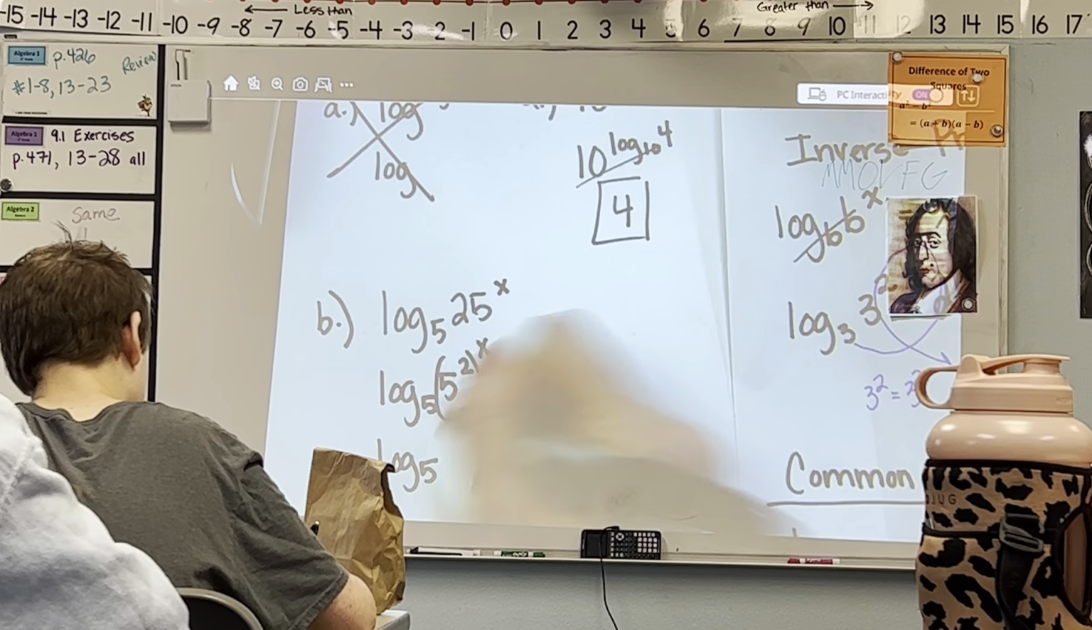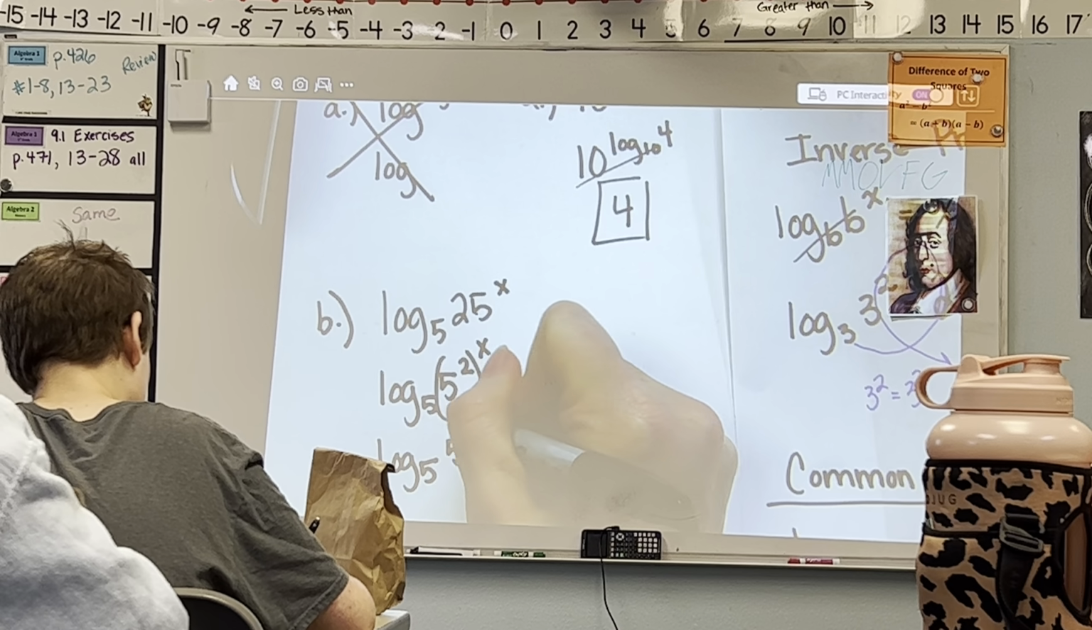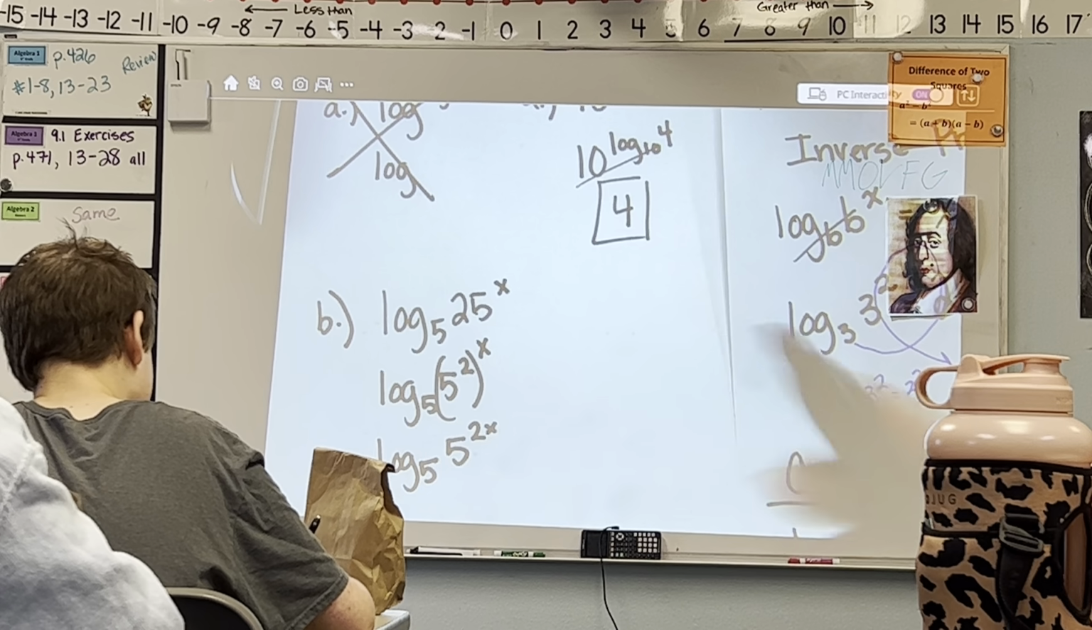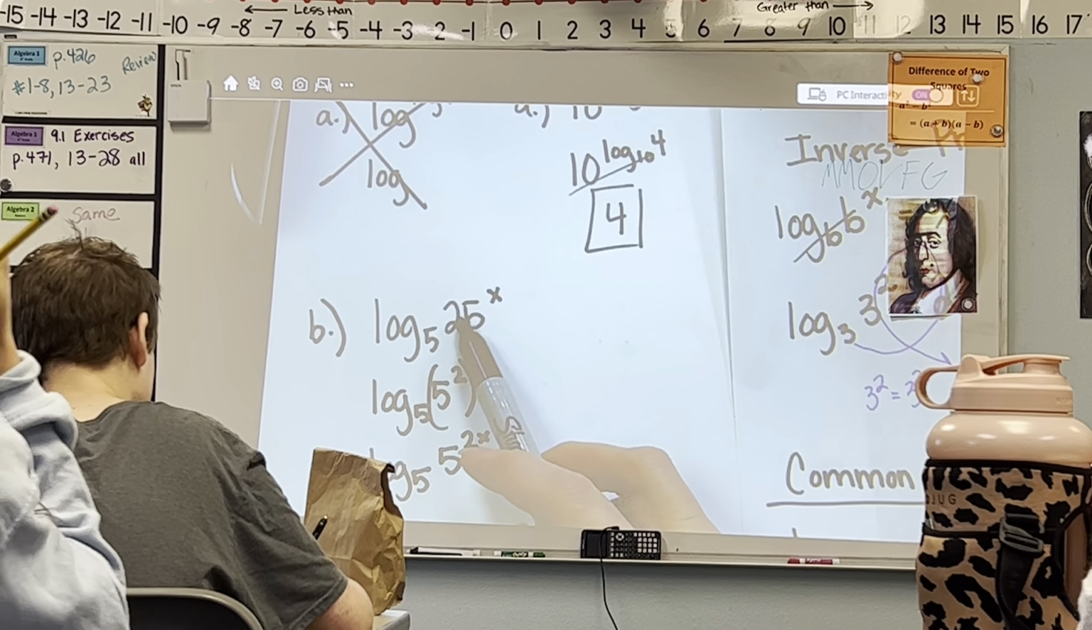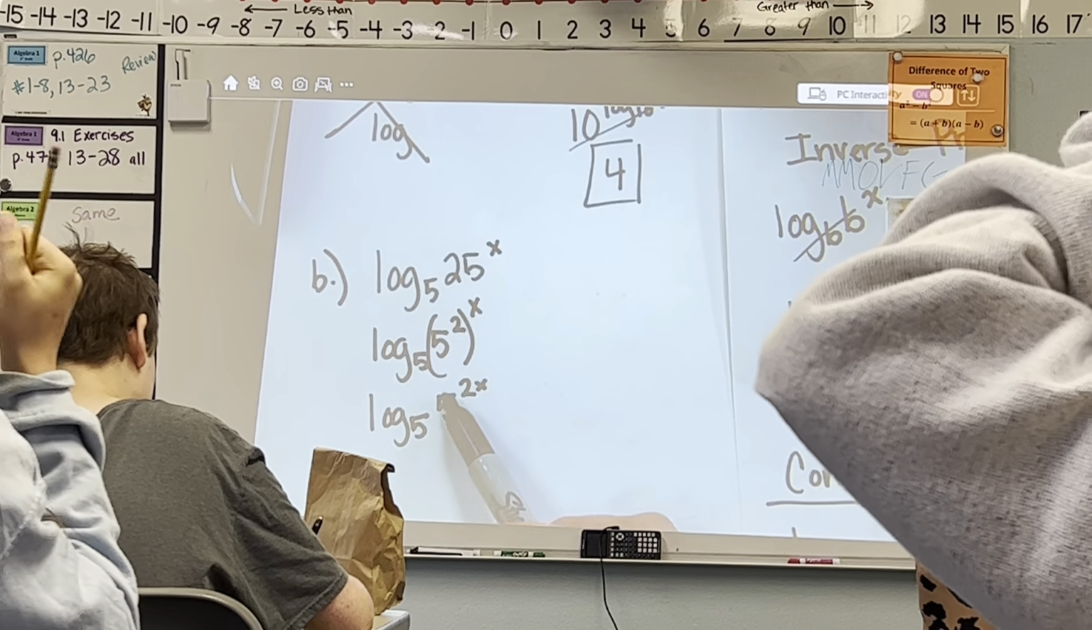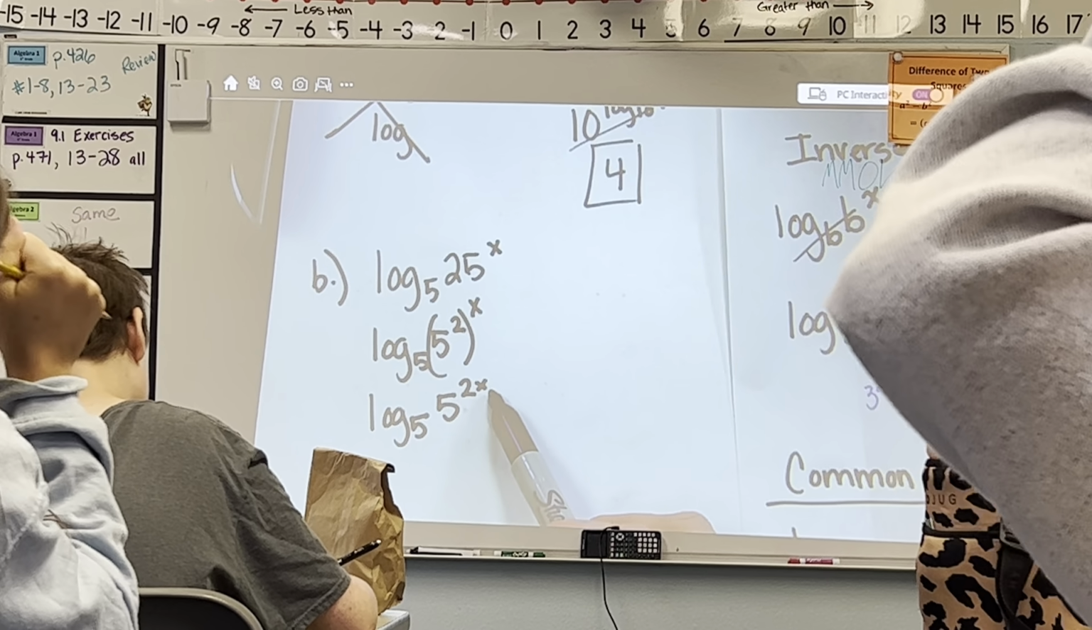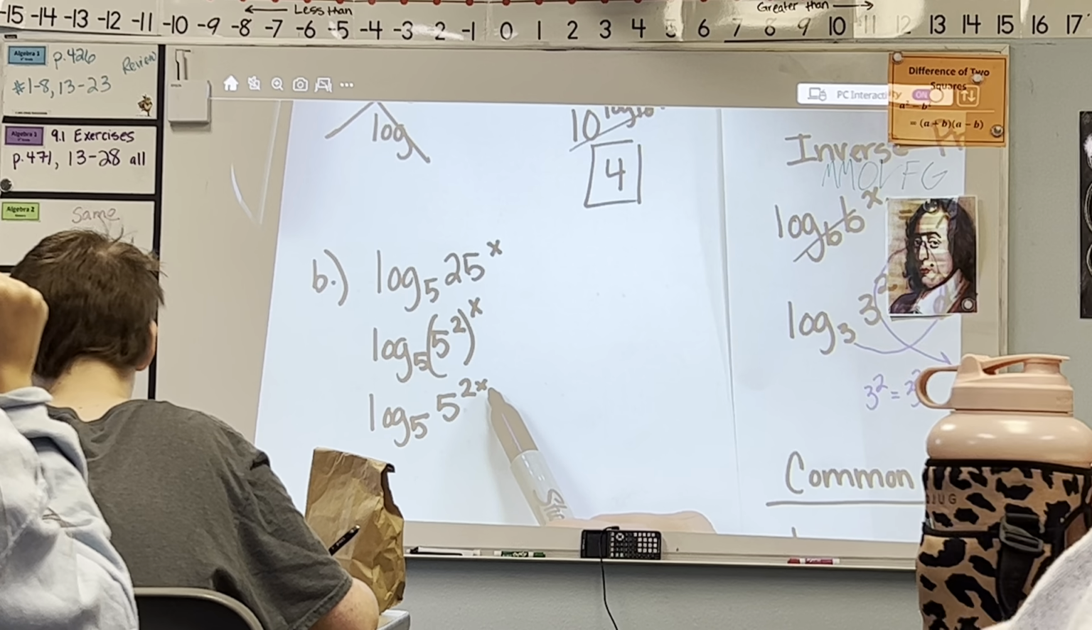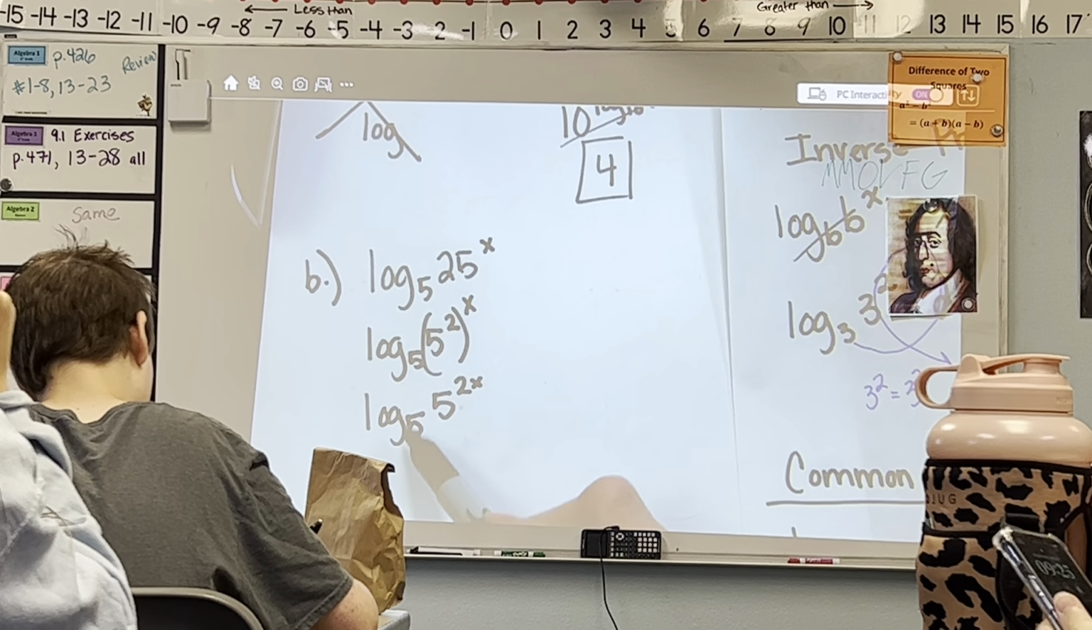This to me is so fun, it's like a puzzle. So we changed this 25 to the power of x to 5 to the power of 2x. So the fives cancel out. Yes. So the log base 5 and 5 cancel. So it equals 2x.